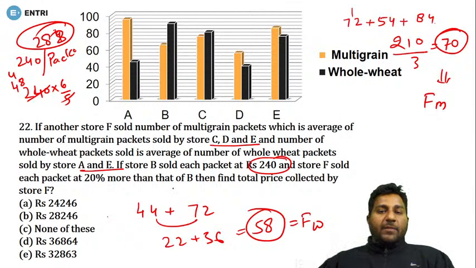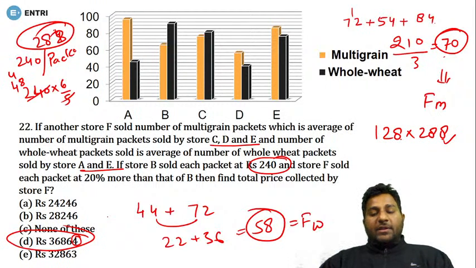So let's multiply, then find the total price collected by F. So 70 plus 58, that is 128, multiplied by 288. Let's multiply the data, and only the unit place: 8 8s are 64. That means only unit digit 4 appears in option D. That means option D will be the correct one. Okay, we'll have to look at the comments as well.